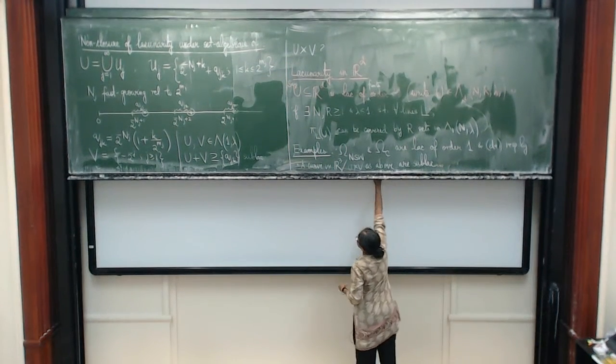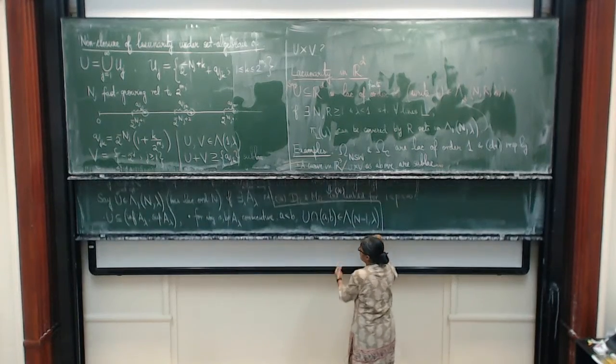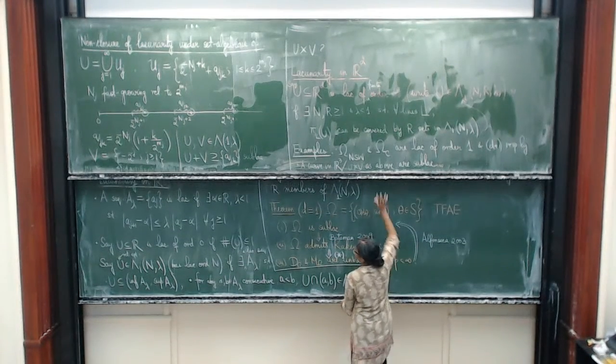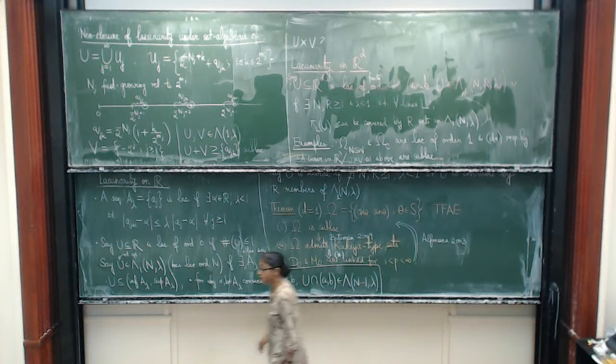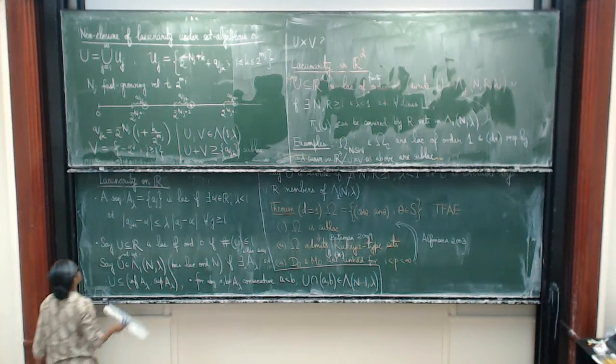Okay, so we have now a notion of Euclidean lacunarity. We still need to tweak this a bit to understand what we mean by lacunarity of direction sets.